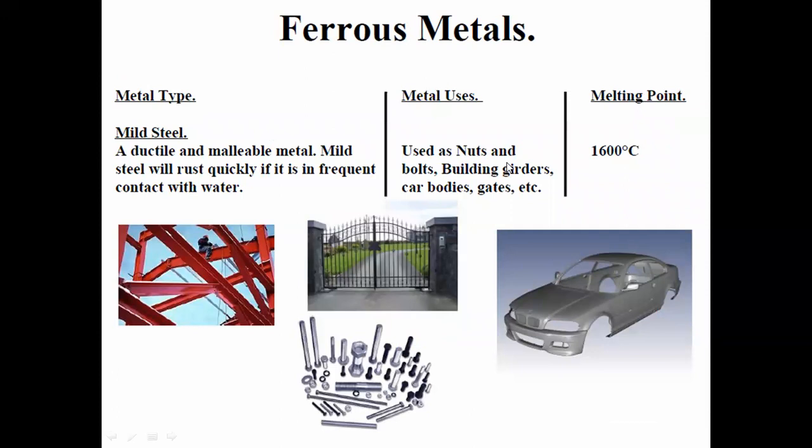Mild steel is a ductile and malleable metal. What does malleable mean? Do we remember? Malleable, I think it can be turned into any shape. Yeah, it can be made into any shape. And ductile.